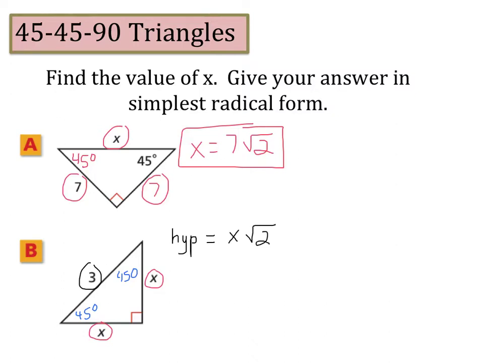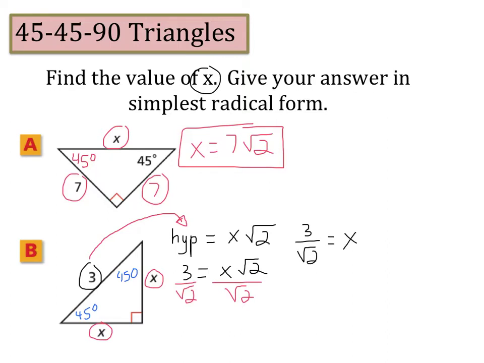Now I'm solving for x, and I know the hypotenuse. So what I can do is just take this value of the hypotenuse, plug it in right here, and solve for x. When I do that, I have 3 equals x times the square root of 2. Now my goal here, remember, is to solve for x. So I isolate x by dividing both sides by the square root of 2. Then I'm left with 3 over the square root of 2 equals x.